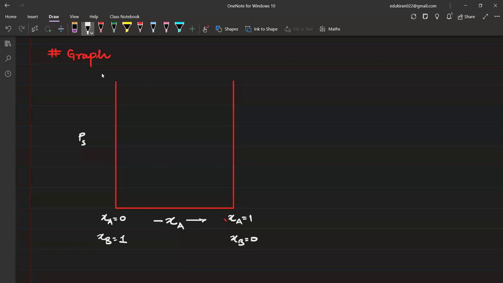So obviously, when we have a non-volatile solute, that means we have a solid solute, solid will not vaporize, and the pressure at that point will be 0. And as we increase the amount of solvent molecules, the vapor pressure is going to increase, and will reach a value equal to P naught A. This part will be P naught A when the mole fraction of the solution is equal to 1. Okay, so this is the graph for RLVP.